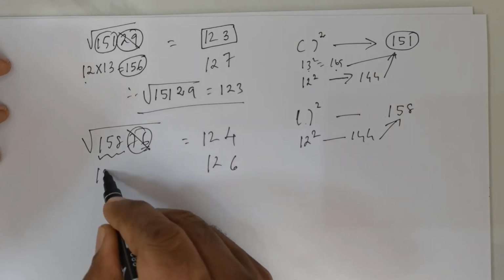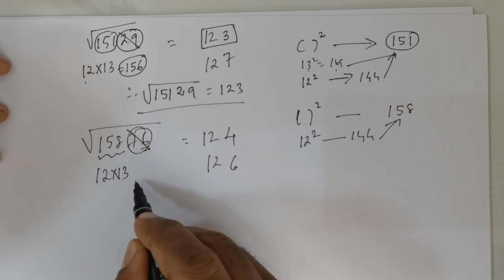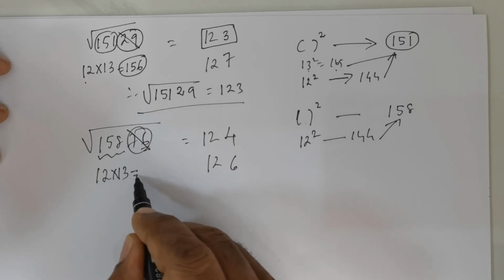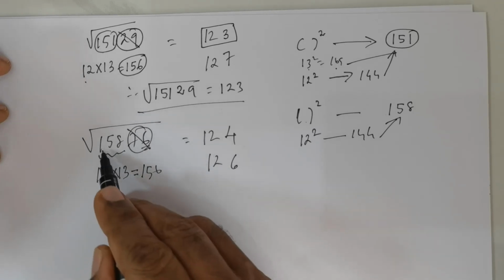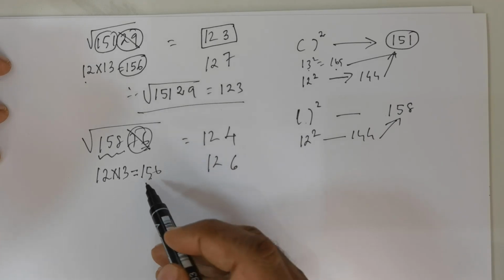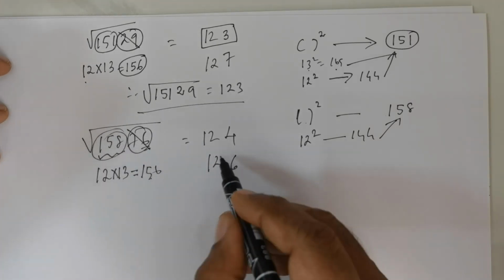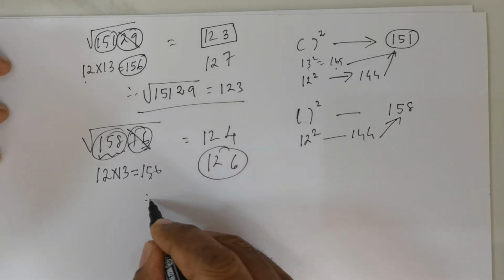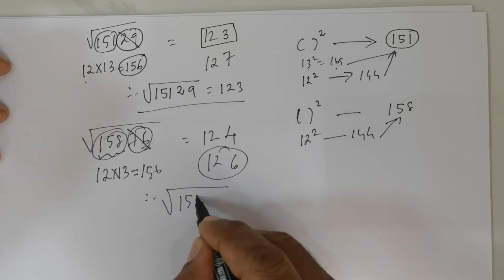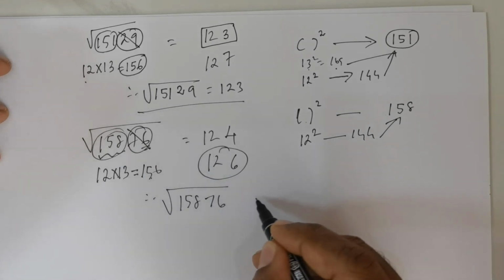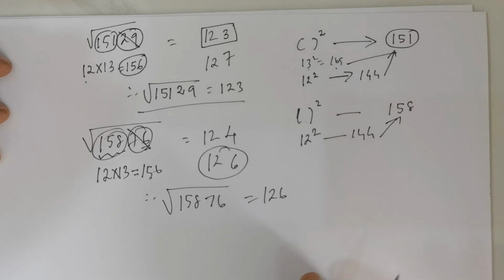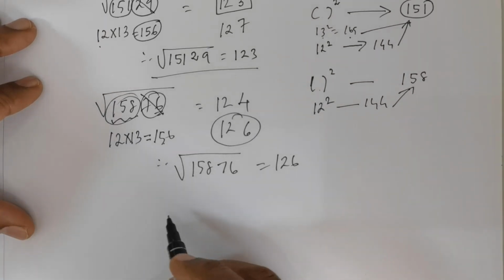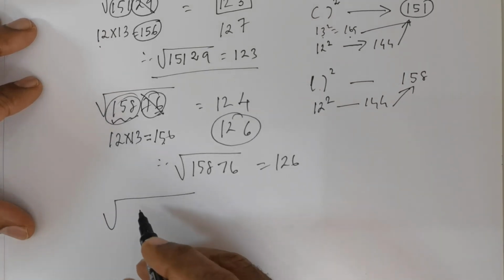Now you take 12, you multiply with 13. 12 times 13 will give me 156. Now between 158 and 156, which is the largest of them? So 158 is a larger number. So clearly 126 is the square root of 15876. So you can just write that down. So let me go to one more question.